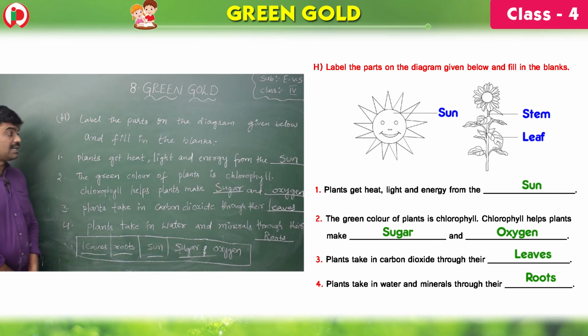Plants get heat, light and energy from the sun. Green color of plants is chlorophyll. Chlorophyll helps plants make sugar and oxygen. Plants take in carbon dioxide through their leaves. Plants take in water and minerals through their roots. Okay.